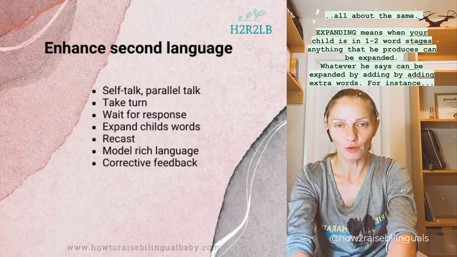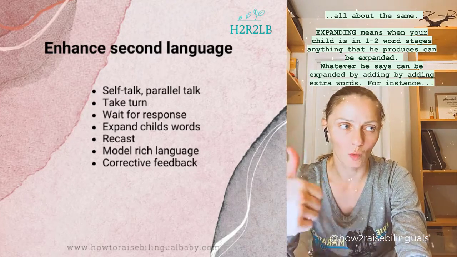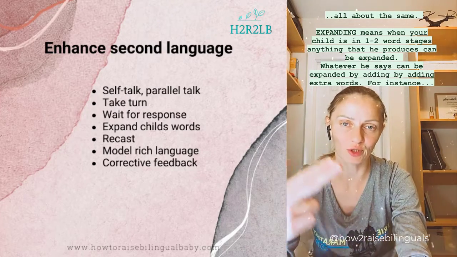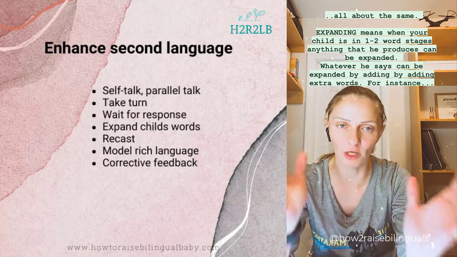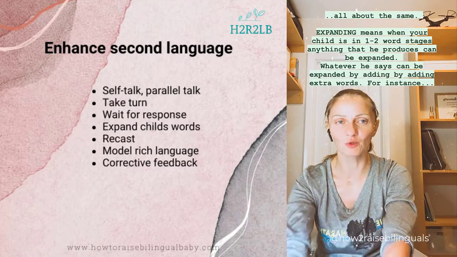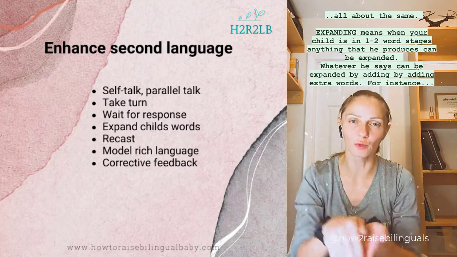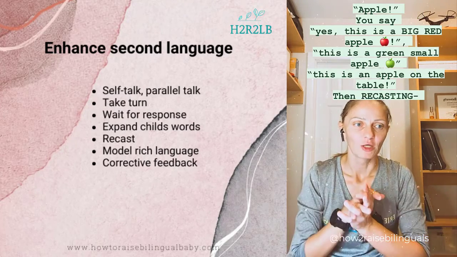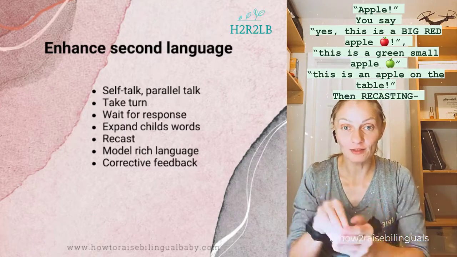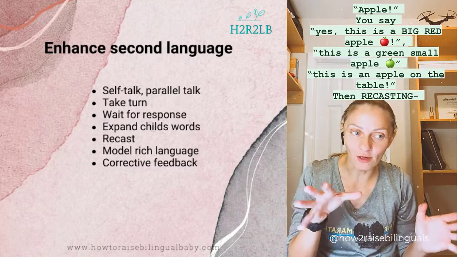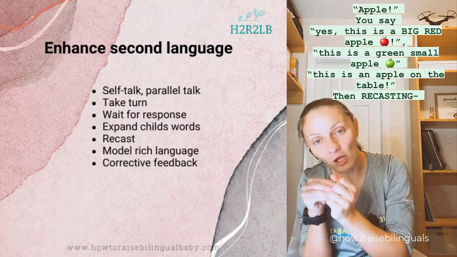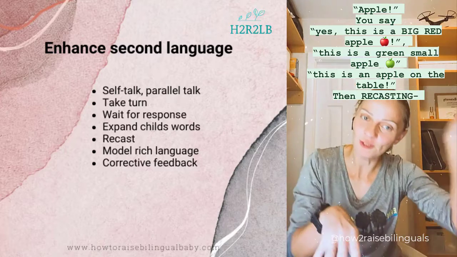Expanding means when your child is in the one-word or two-word stages, anything that he produces can be expanded. So whatever he says, you can expand by adding extra words. For instance, apple. So you say, yes, this is a big red apple. Or this is a small green apple. This is an apple on the table.